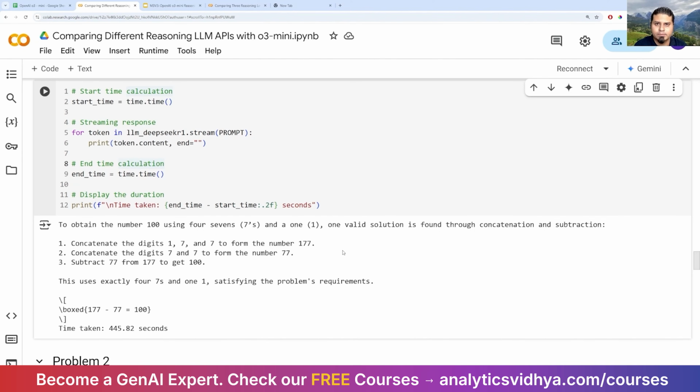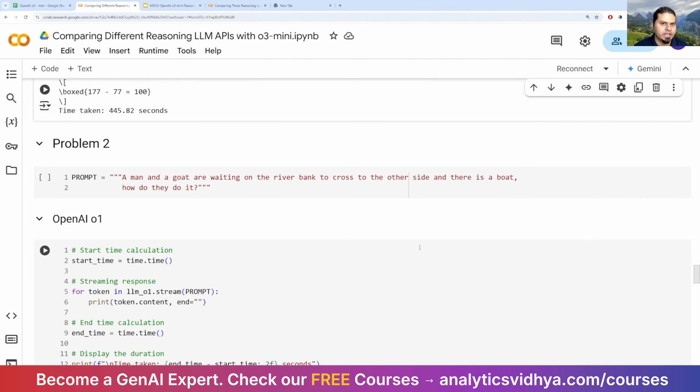Let's now look at the second problem. So in problem 2, we give it that classic problem which we saw in the earlier module, where a man and a goat are waiting on a riverbank to cross to the other side, and there is a boat. How do they do it?